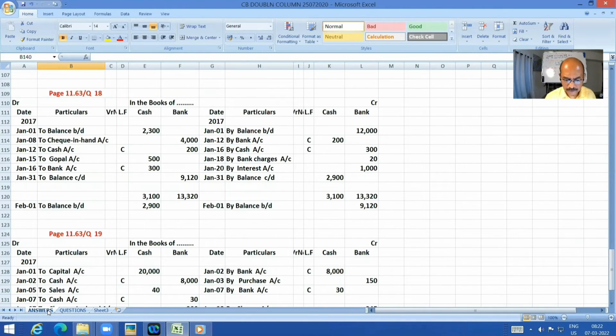First one. Bank overdraft. Yes, by balance brought down. You are an expert. I'm not going to explain why this side. You are an expert by this time. I don't want to give any explanation, right? Cash in hand. To balance brought down. Cheque received from Ram 4,000 and discount allowed 200.